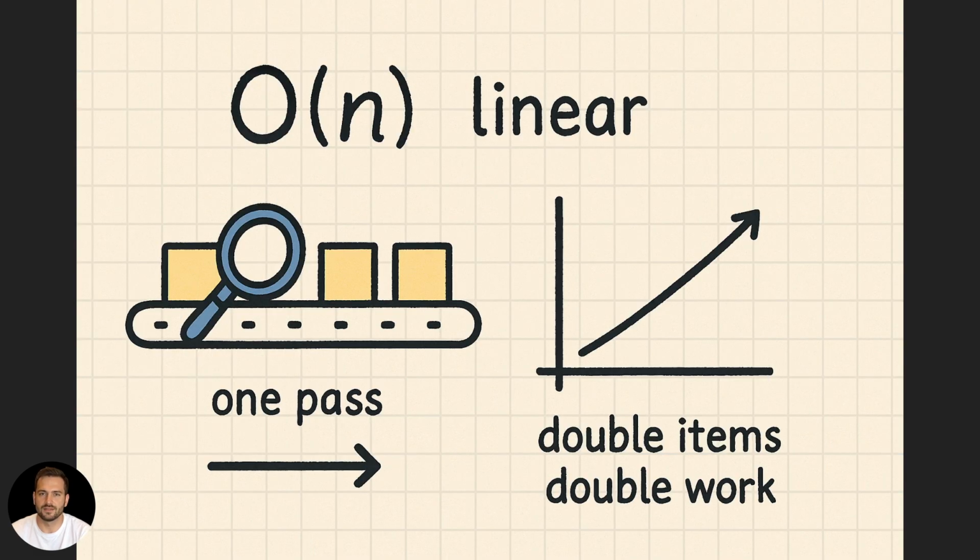3. O of n, linear time. Think of a conveyor belt with items passing by. You look at each item once. That's a single full scan. Double the items, double the work. How to say it: Time O of n, 1 full pass over the data.